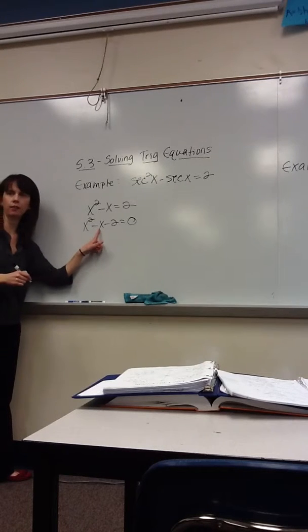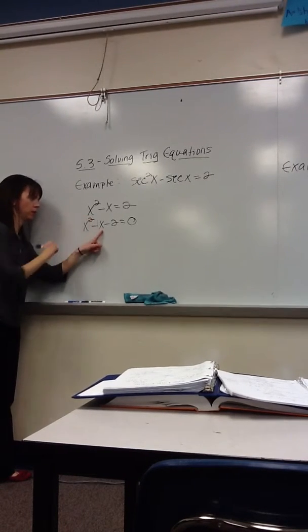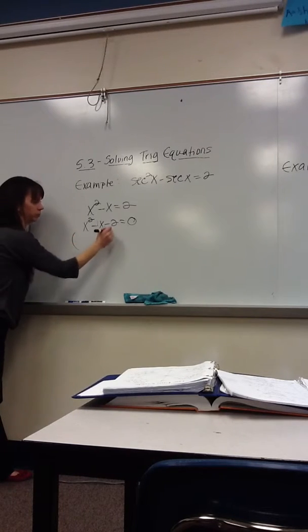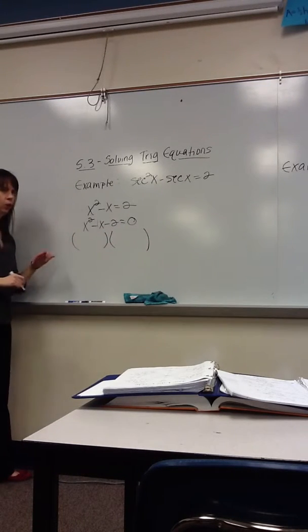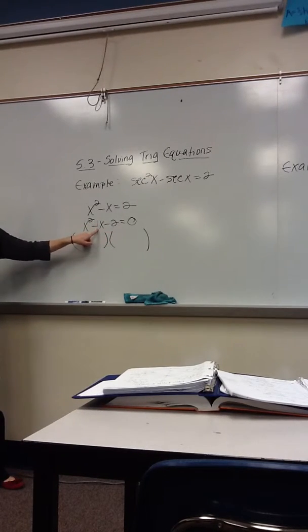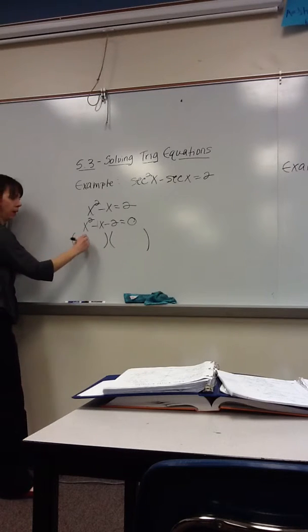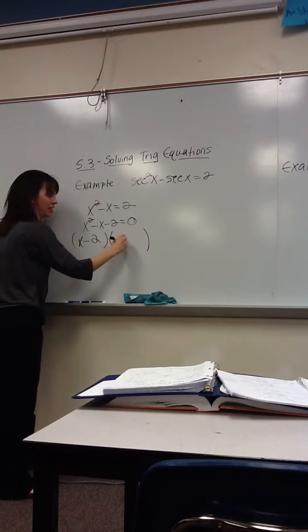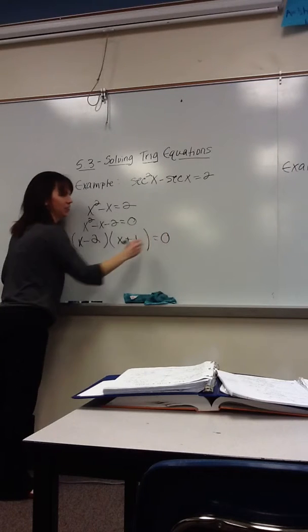How many x's do I have? 1, in the middle here. So we're going to factor it. What two numbers multiply to give me negative 2 and add up to negative 1? x minus 2 and x plus 1 equals 0.